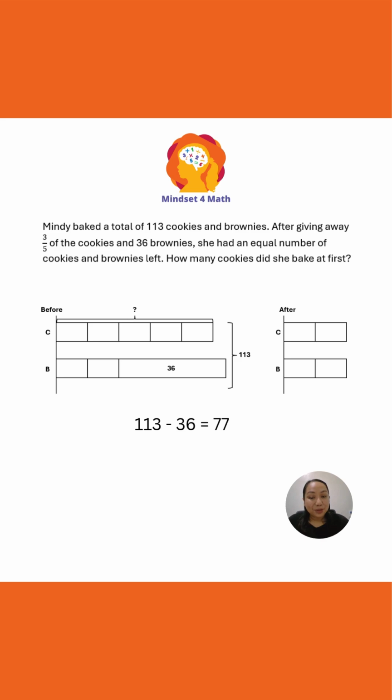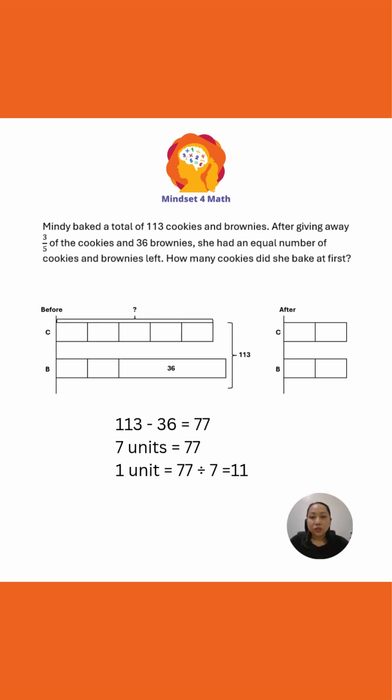Now we're ready to compute. First, we need to take away the 36 from 113 and we will get 77. So, the 7 equal units that you see in the before model are equal to 77. Now, to get what 1 unit is equal to, we need to divide 77 by 7. And the answer is 11.